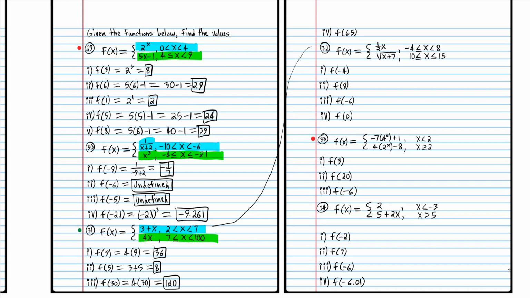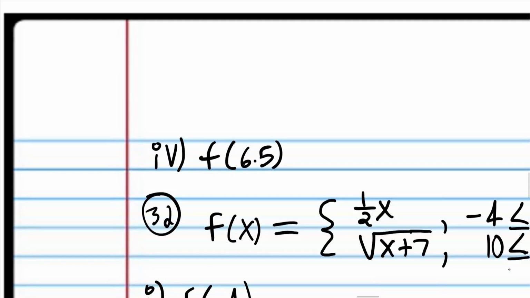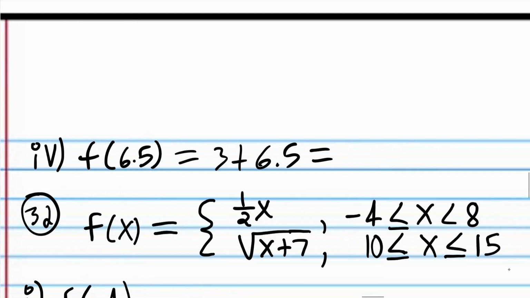6.5 is in this interval, so we're going to use the blue equation, 3 plus x. 3 plus x, which is 9.5. So if you got that right, excellent.